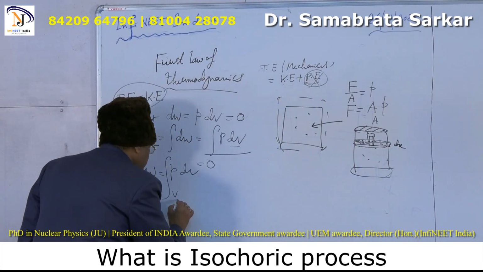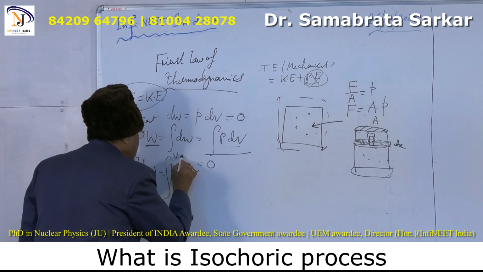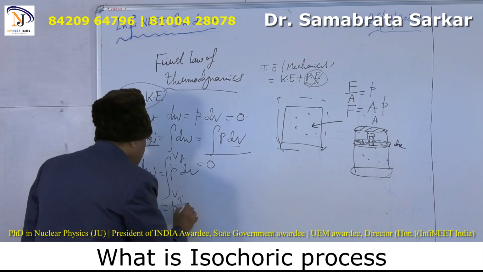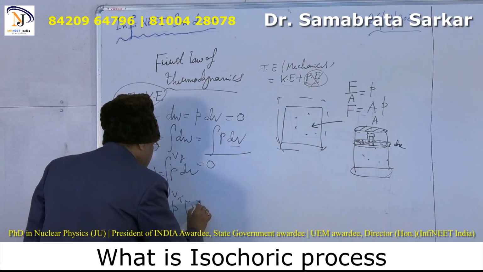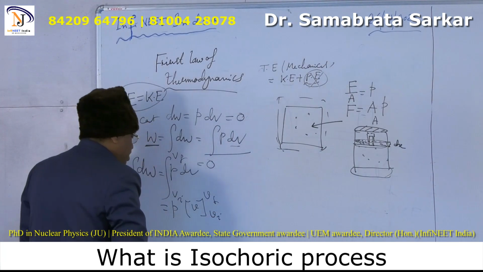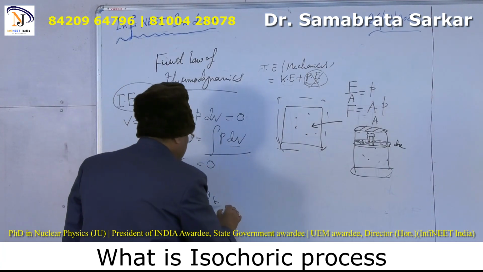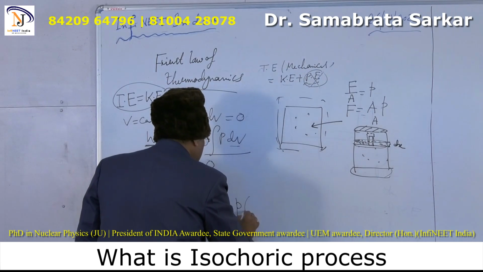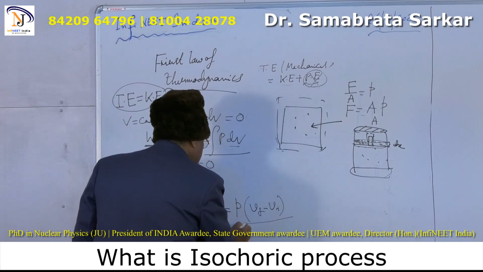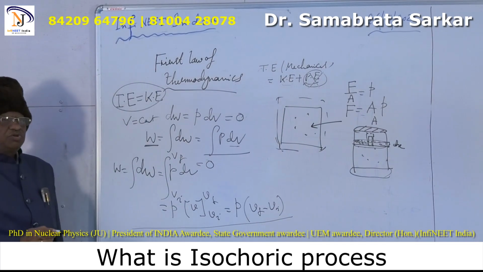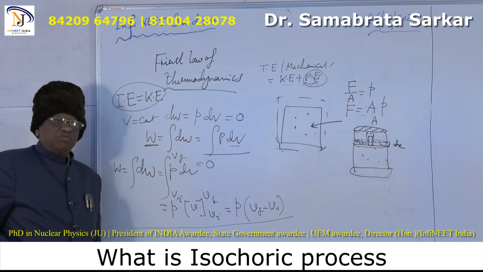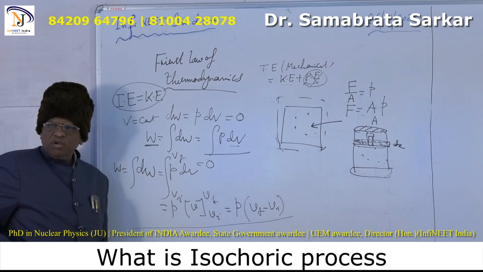Then you can write the integral from Vi to Vf, and as P is constant, you can take P out, and then you can write V with upper limit Vf and lower limit Vi, and you can write it like this: P into (Vf minus Vi). This is the work done in an isobaric process. That means pressure is constant.